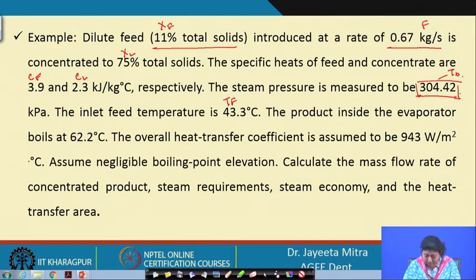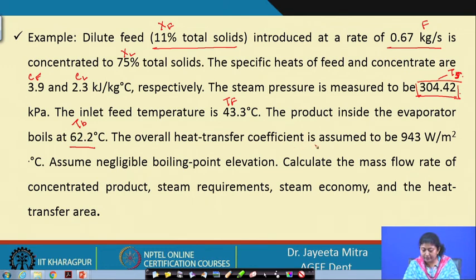Okay, sorry. Here we have to do one correction where 304, this is actually TS, steam pressure. So, steam pressure is given, so TS is not given. This is actually TS, and here the feed temperature is given and the evaporator temperature is 62.2. So, this will be our TB.